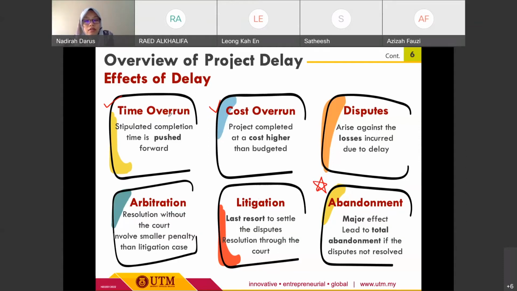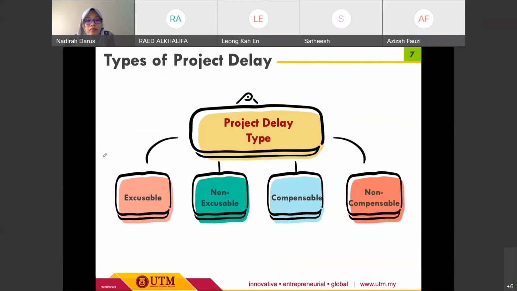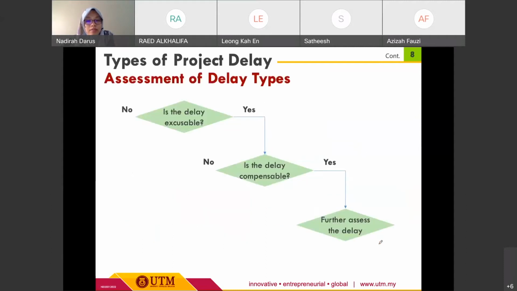The next one we are going to get on to is types of project delay. So overall we have these four main categories of project delay, which include excusable, non-excusable, compensable, and also non-compensable. These four are the main types of project delay. For the purpose of our subject, we are going to look at each of these delay types.